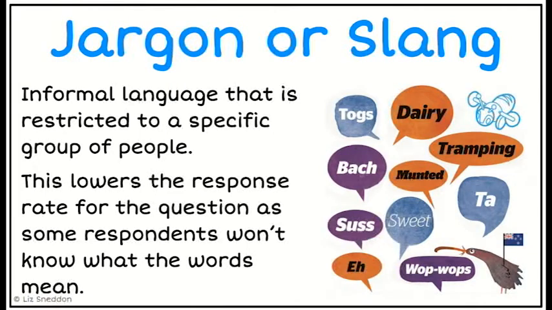When we're using jargon or slang, that means the language is only understood by a specific group of people. So, for example, there's a lot of Kiwi slang. It's understood by people that have grown up in New Zealand. Other people outside that won't necessarily understand what we mean by the wop-wops. So if somebody doesn't understand something in the question, they are going to not answer the question. So it lowers our response rate.